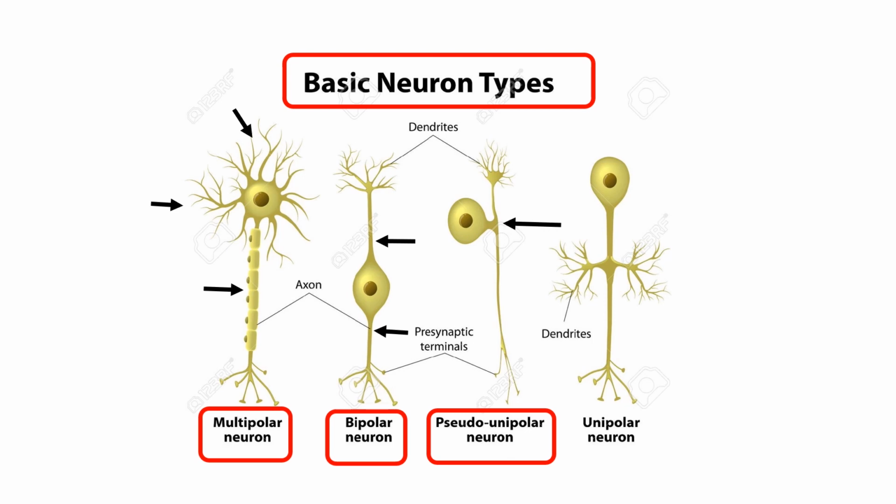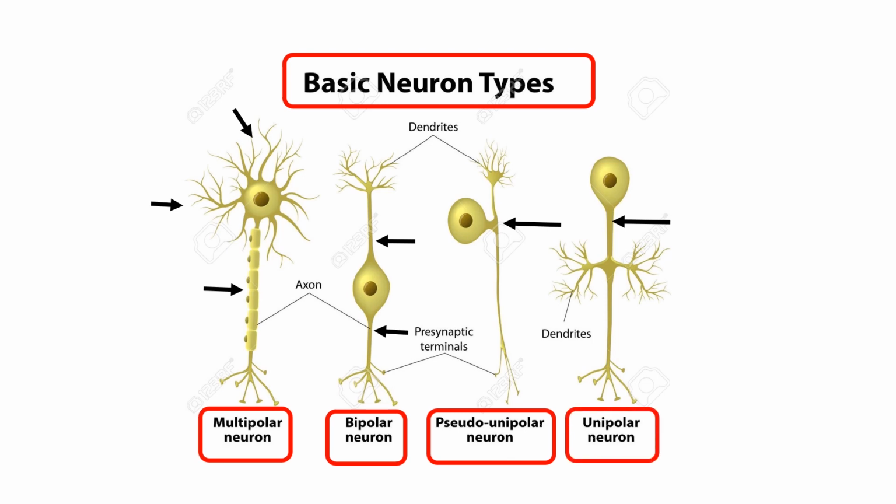And in fact, this neuron has two processes, but they have united together to form a single process coming out of the neuron, and therefore this is called pseudo-unipolar neuron. Is it really unipolar? The answer is no, but it looks like. Therefore the word pseudo means it looks like.